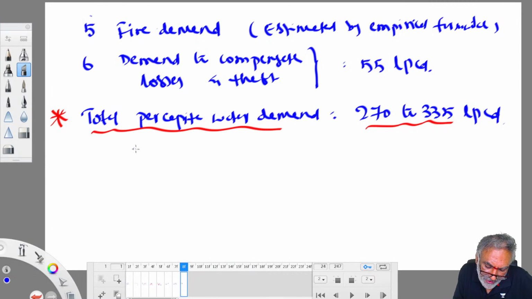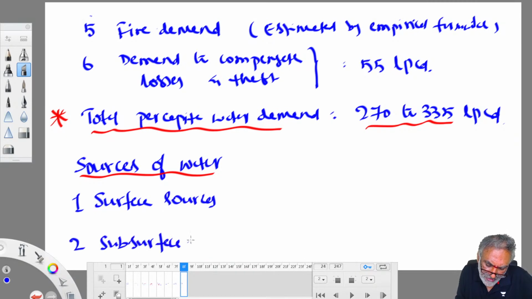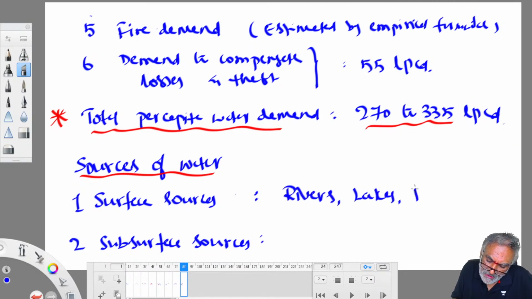Anyway, coming to sources of water, not so great a topic, that is for GATE point of view. Just have an idea. So we have two types of sources. One is surface sources. Second one is subsurface sources. What you need to know is which is good quality wise and which is good quantity wise. Quality and quantity comparisons have to be made. Surface source examples are rivers, lakes, reservoirs, etc.